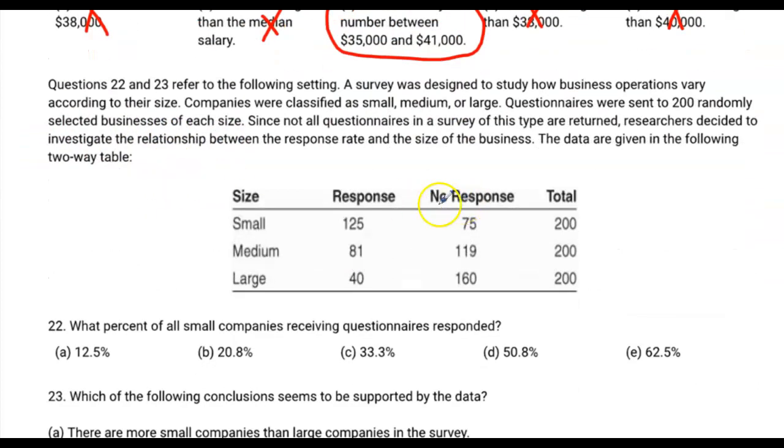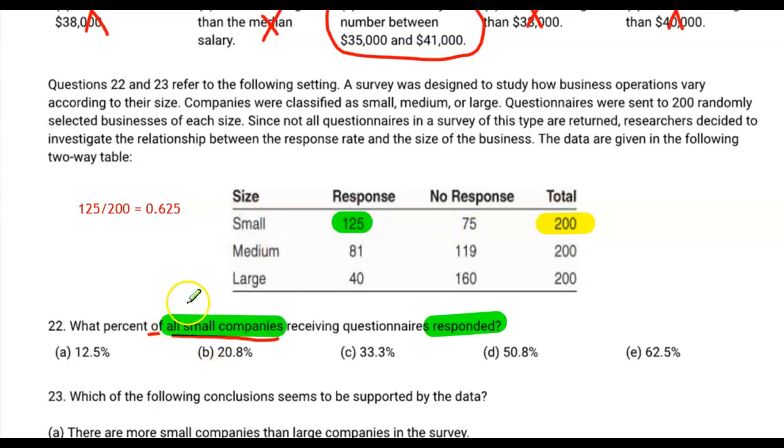For questions 22 and 23, we're referring to this two-way table with small, medium, and large. First question, what percent of all small companies receiving questionnaires responded? We're looking for the percent of all small companies. Of means divide by. All small companies, that's going to be your denominator. And of course, we're looking for the ones that did respond. So we're looking for the responses for small only, which is 125, divided by the total for small only. Remember, we're only talking about all small companies, not all companies in total. So we got 62.5, which should be this choice, which is choice E.